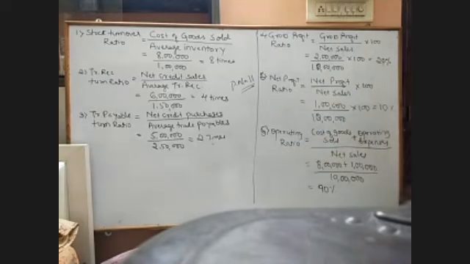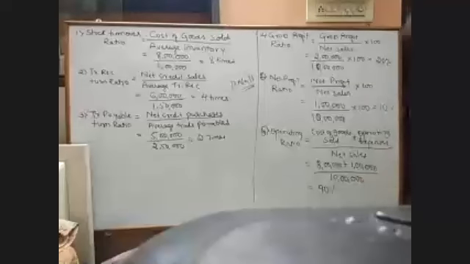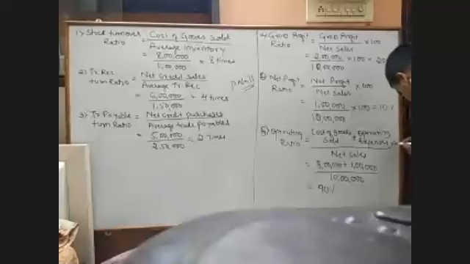Then fifth is operating ratio, and the formula is cost of goods sold plus operating expenses divided by net sales. The cost of goods sold is 8 lakh as per working note number 1, and operating expenses is 1 lakh, which is given in the problem. So the result will be 90%, because it will be 9 lakh divided by 10 lakh into 100. Sorry, here I forgot to mention that it is into 100.